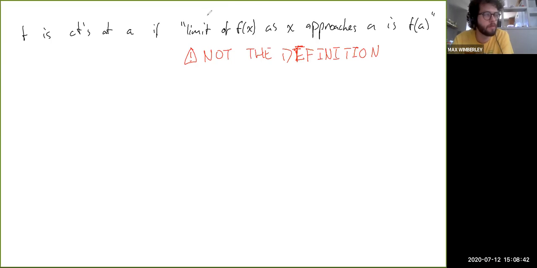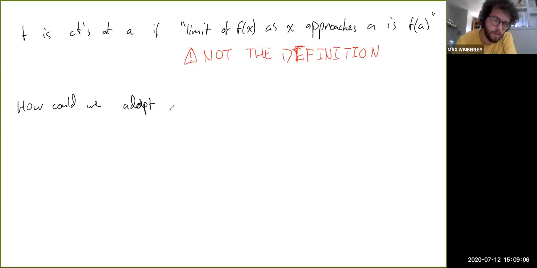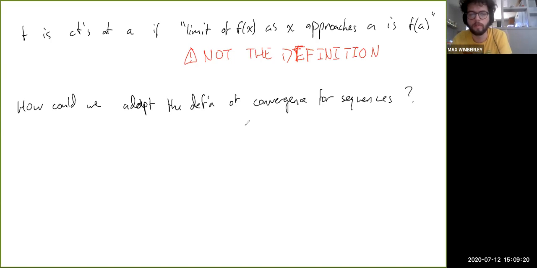The way we might try to do it is by looking at our definition for the limit of a sequence and seeing if we can modify it in a way that makes sense to us for a function of a real variable, right? So how could we adapt the definition of convergence for sequences, basically, is what I'm saying.